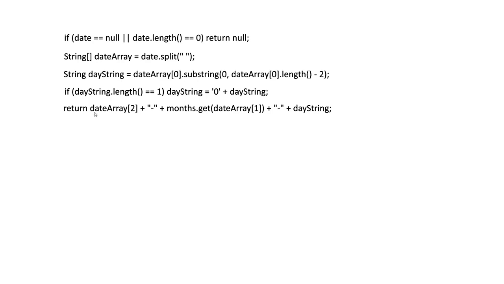And then we're just going to return date array 2, which is the year. So that's first. Then we're going to do a dash. Then we're going to access this hash map and get the date array 1. So in other words, if it's October, it's going to find the key OCT and return 10, plus the 2-digit day that we created.